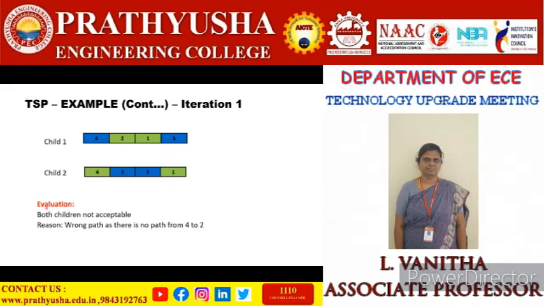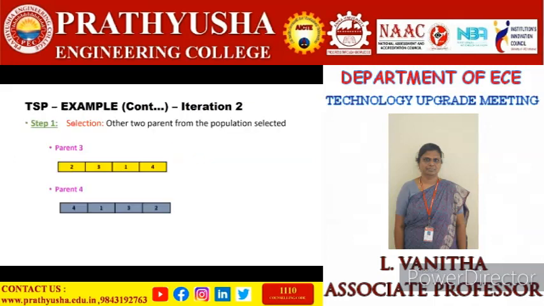And now we have to evaluate the children. We can see here that 2 appears after 4. And initially we have seen that there is no path between 4 and 2. Since in both children 1 and 2 we have 4 and 2, both the children cannot be accepted. Hence, both the children are discarded and we proceed to iteration 2.